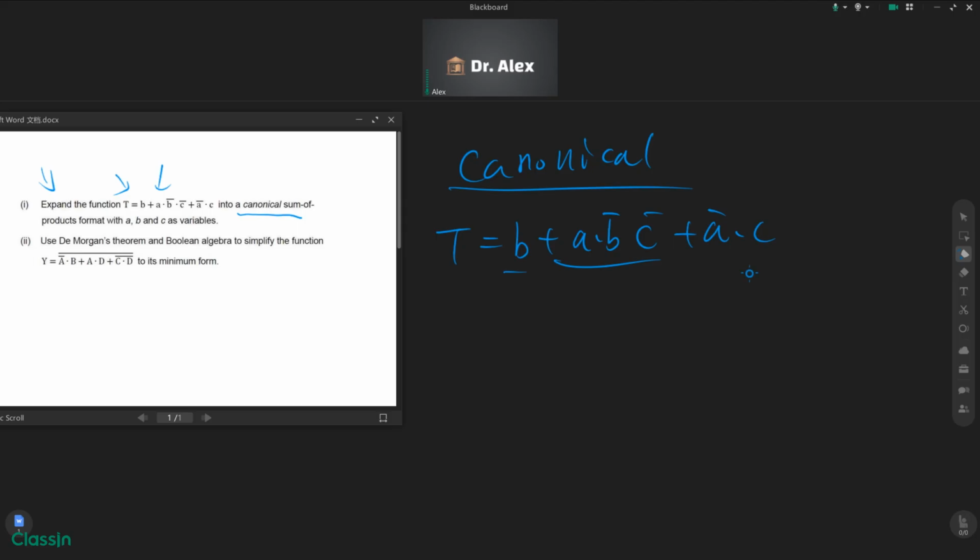However, the first and the third items don't have all three variables. For the first item, it lacks the variables A and C, and for the third term, it lacks the variable B. So we just need to make them canonical. How do we add the missing variables?